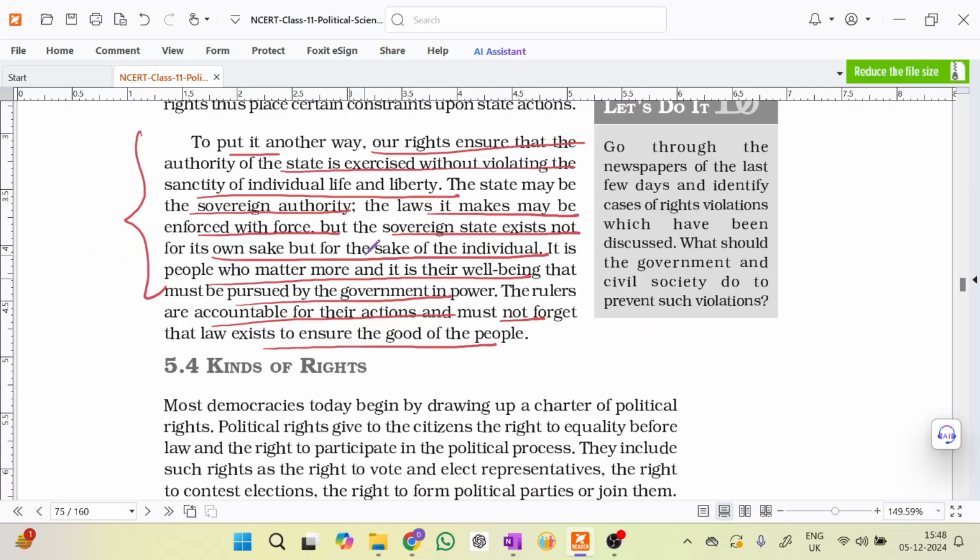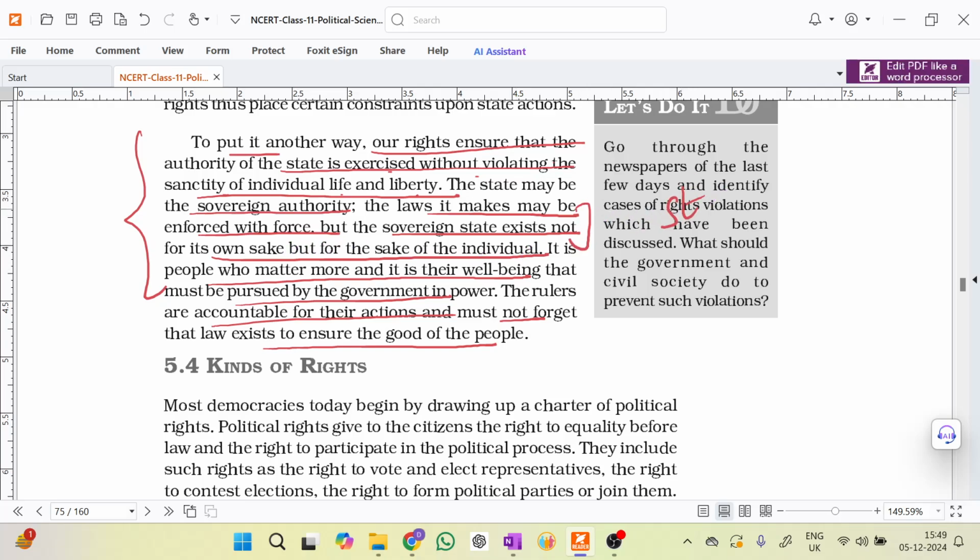The gist of the whole topic has been written here. Our rights ensure that the authority of a state is exercised without violating the sanctity of individual life and liberty. So the state may have some responsibility and some authority, but it cannot exercise its power in a way that harms individual life and liberty without any due cause. The state may be a sovereign authority, the state may be powerful, but the state exists not for its own sake, but for the sake of the individual.